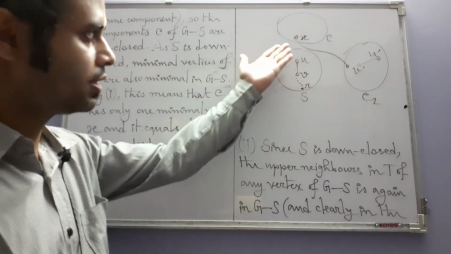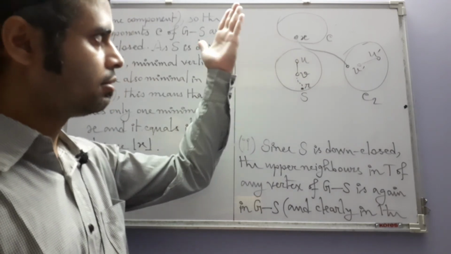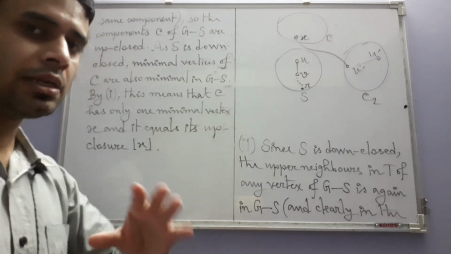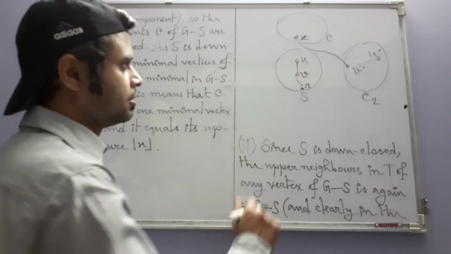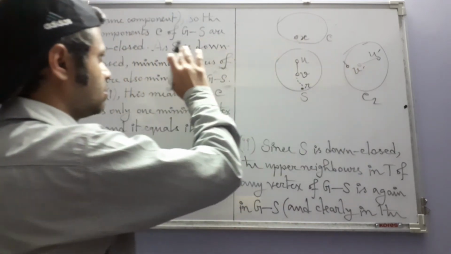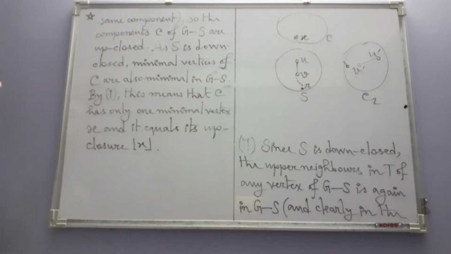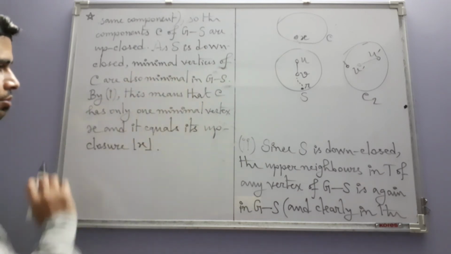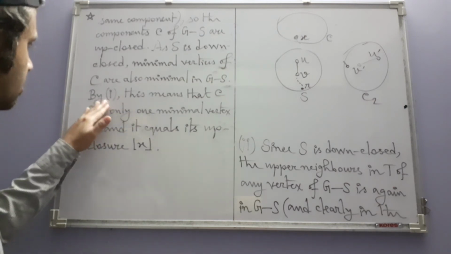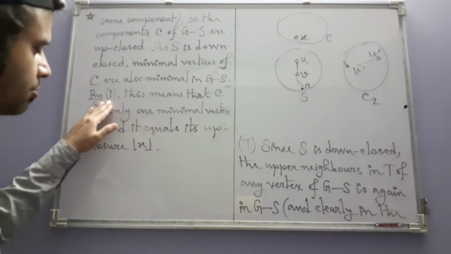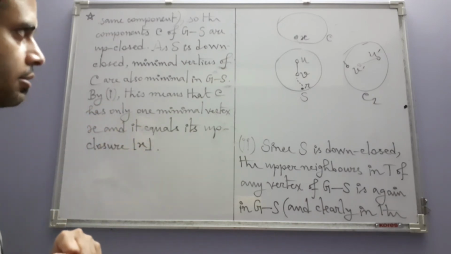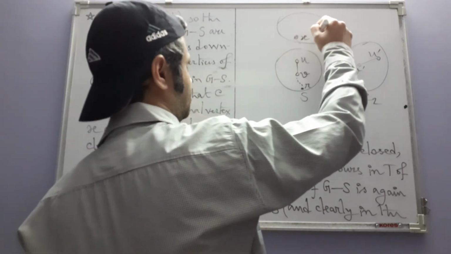S is gone. After that we are saying that the minimal vertices in C are also minimal in the entire G minus S. So because of this we have the claim here that is true. Okay, minimal vertices of C are also minimal in G minus S. Now this implies, due to 1, that C has only one minimal vertex. There is no other minimal vertex.